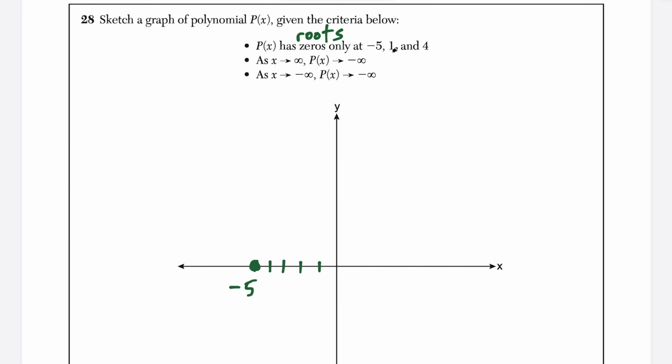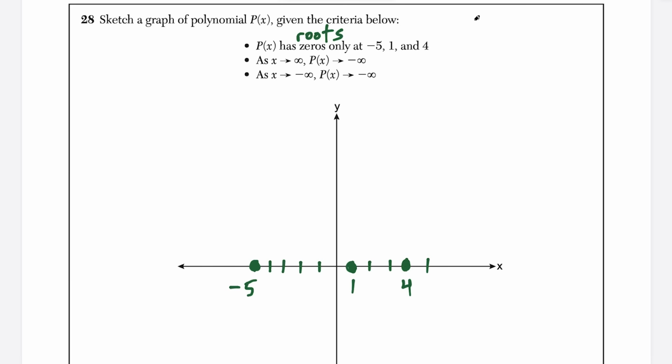And then we have zeros at 1 and 4, so I'm going to count out to 5 in this direction. And at 1, we have a 0, and at 4, we have another 0. So this takes care of the first point. And then as x goes to infinity, that tells you to go all the way to the right. Okay, so as x goes to infinity, we're going all the way to the right. p of x is going to -infinity.